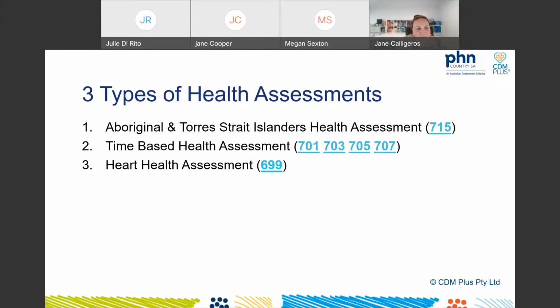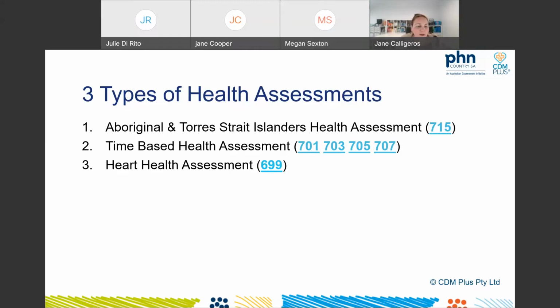Now, the MBS items are quite varied in the financial amount that comes back. So as an example, the 699 is only $75.75. The 715 is $220.85. And the 701, 3, 5, and 7 are time-based. So the lowest one, 701, is $61.75. The 707 goes to $279.70. So there's a lot of things to consider. The time-based have a lot of criteria around them, and they all have different frequencies as well.